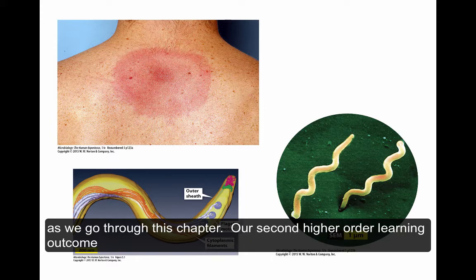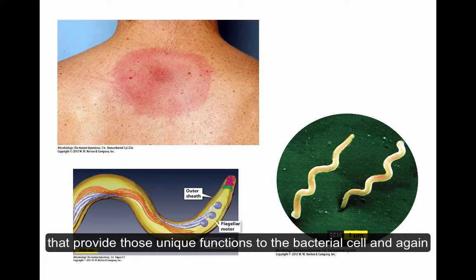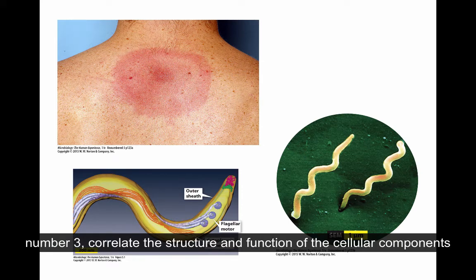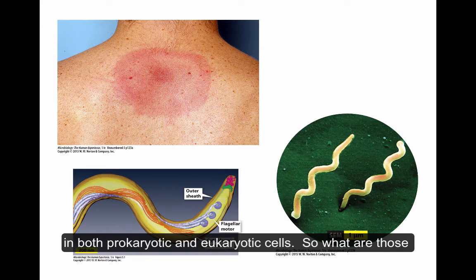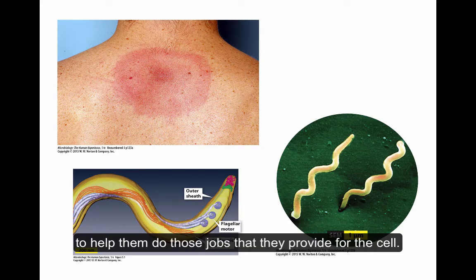Our second higher order learning outcome is to describe how bacteria have tightly regulated cellular structures that provide those unique functions to the bacterial cell. And again, our opening case study shows an example of this. Number 3, correlate the structure and the function of the cellular components in both prokaryotic and eukaryotic cells. So what are those cellular components made of? What is the chemistry of them? How are the structures arranged to help them do those jobs that they provide for the cell?